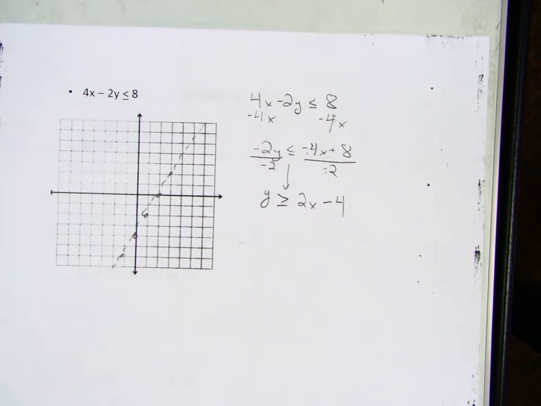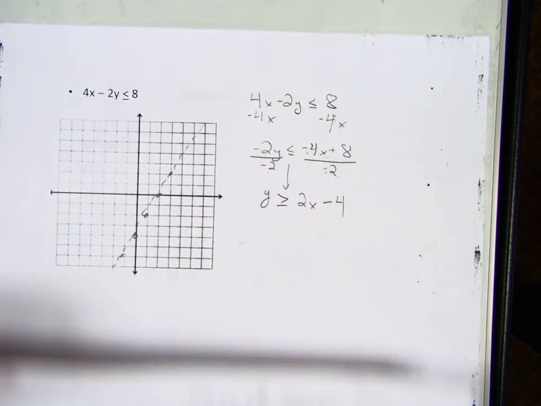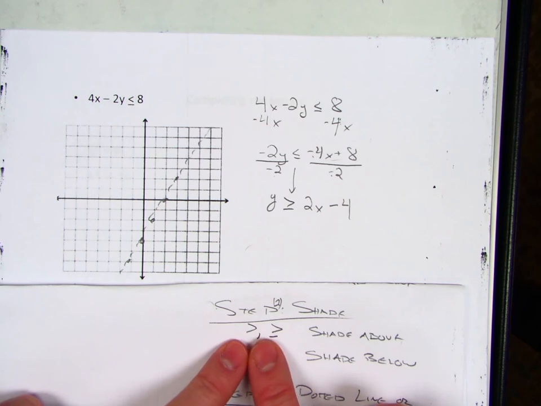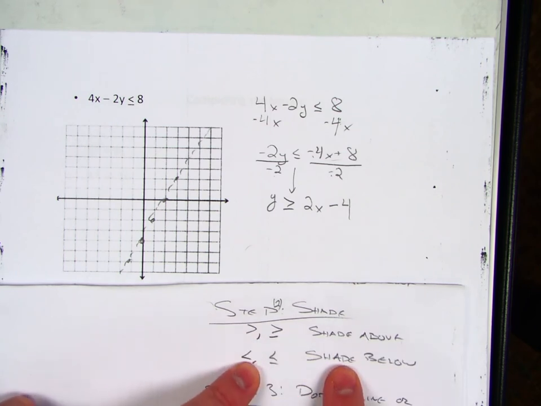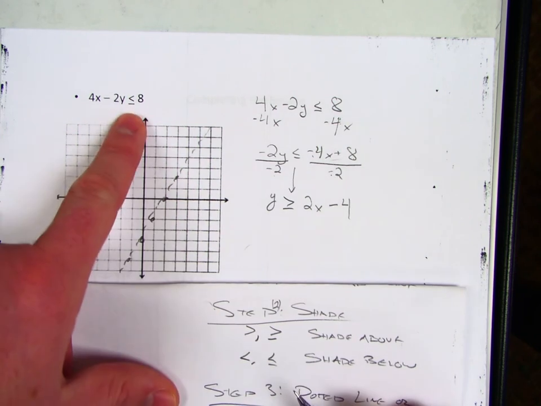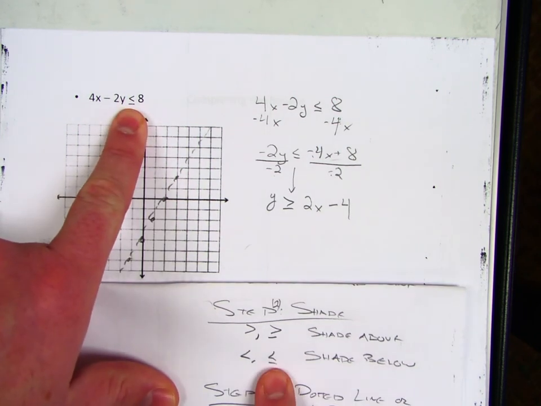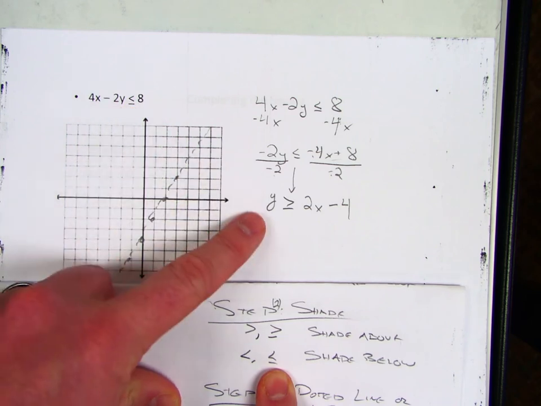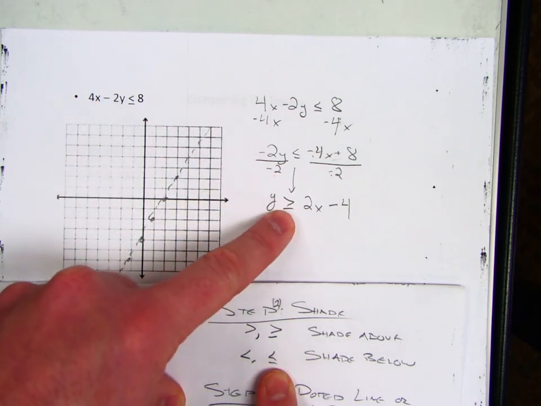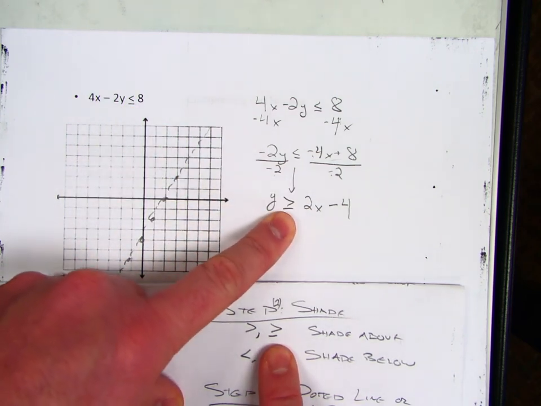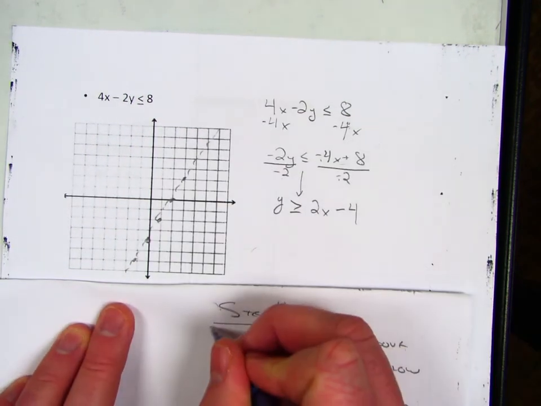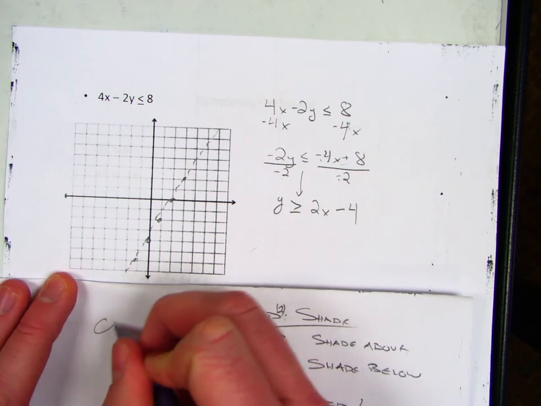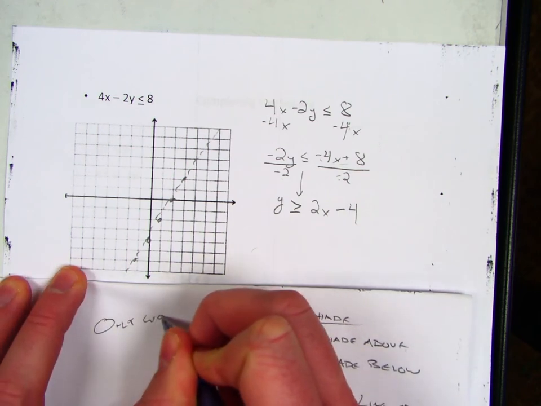And now here is something else that's tricky. Our cheater method says that if we have the greater than or greater than or equal to, we shade above, but if we have these symbols, we shade below. However, if you look here, I've got the less than or equal to symbol in the original inequality, which would say shade below, but then when we flipped our inequality, it now becomes a greater than or equal to, which means shade above.